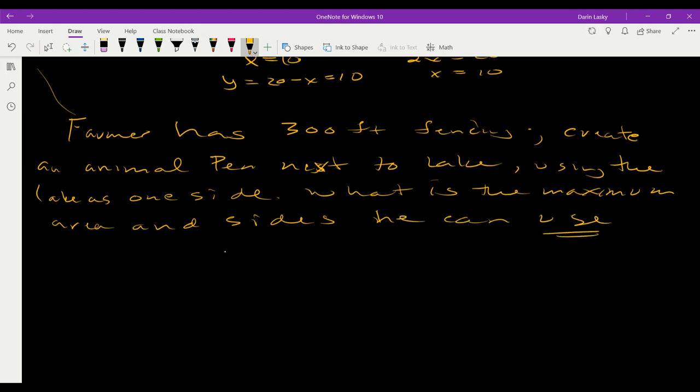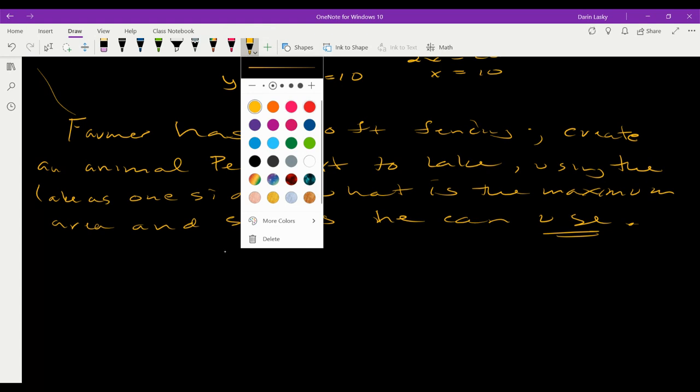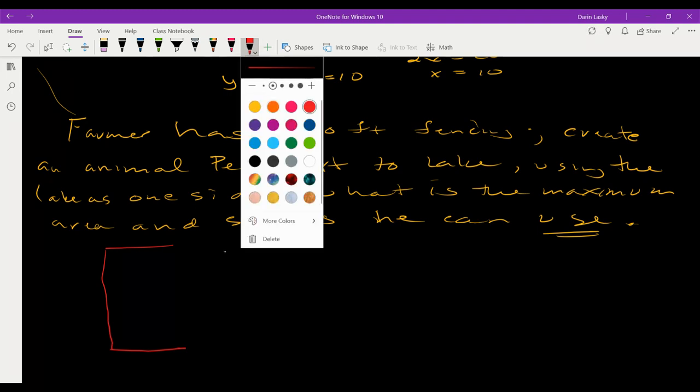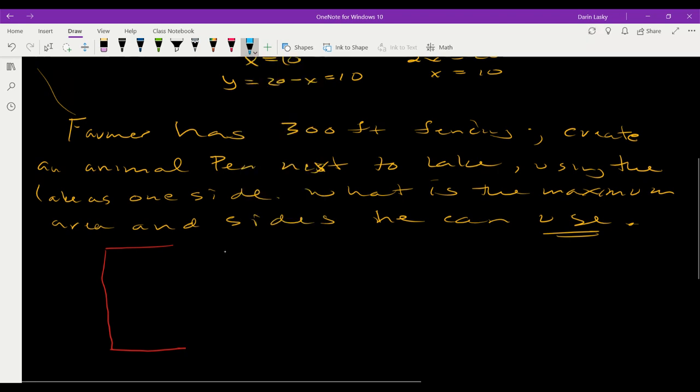So these get a little different. Let's just look at the fact that he's got this fence. We know he's got a fence, and it's going to look like this, right? And that's going to have 300 feet on it. Now, what he's doing is he's building this on the side of a lake like that, okay? So he doesn't really need the blue line stuff.